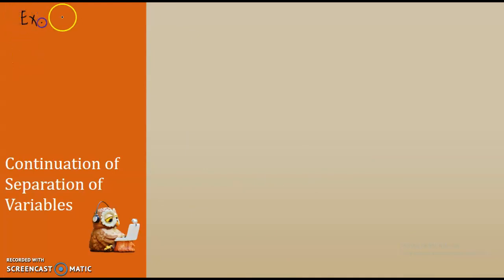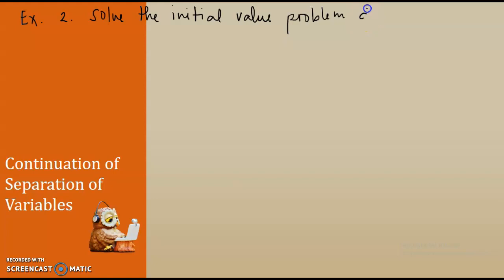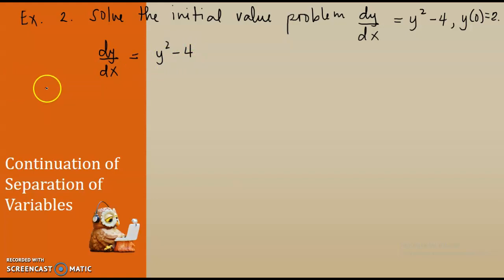Example number 2. Solve the initial value problem: derivative of y with respect to x equal to y squared minus 4, where y of 0 is equal to 2. Now, we have to put the equation into the form. Copy muna natin: the derivative of y with respect to x is equal to y squared minus 4. Again, we put the equation into the form dy over y squared minus 4 is equal to dx.